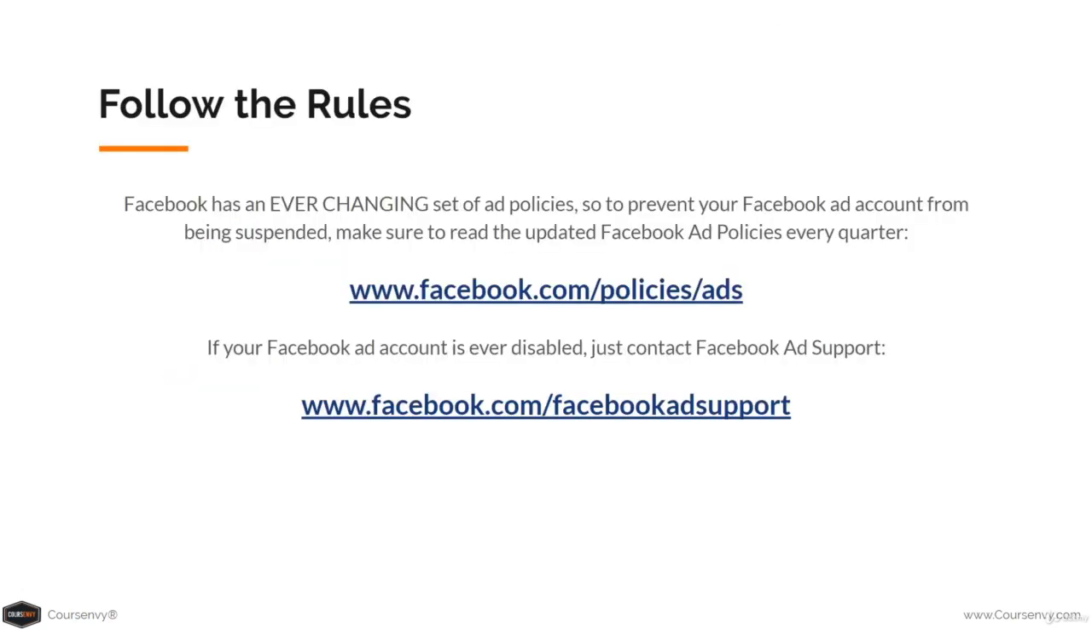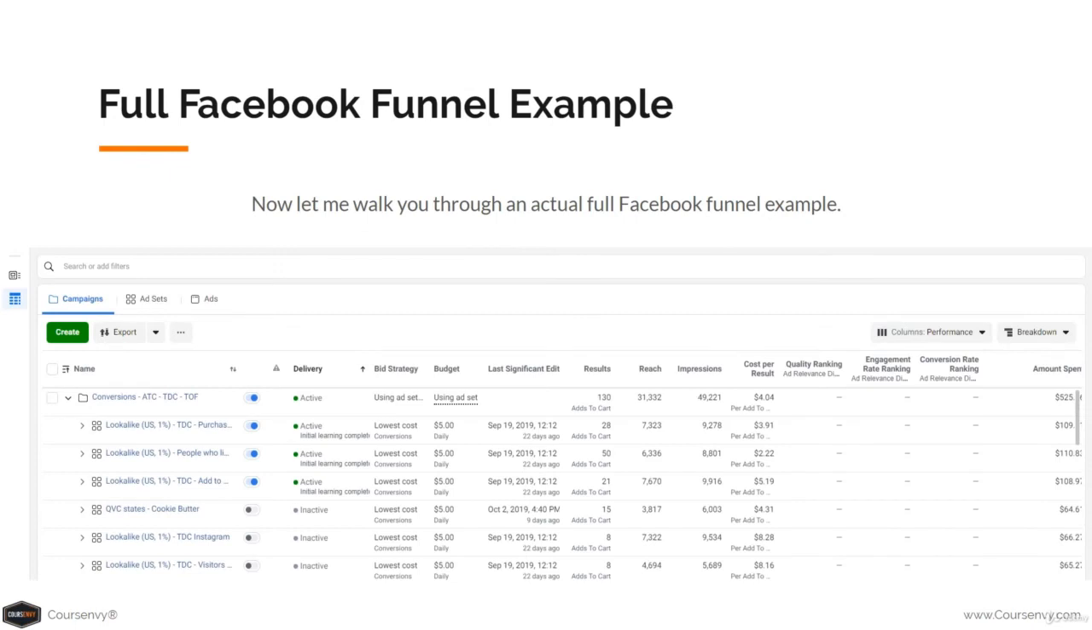Next, follow the rules. Facebook has an ever-changing set of ad policies. So to prevent your Facebook ad account from being suspended, make sure to read updated Facebook ad policies every quarter. Go to facebook.com/policies/ads. Now, if your Facebook ad account is ever disabled, don't worry, just contact Facebook ad support. Facebook.com/Facebook ad support.